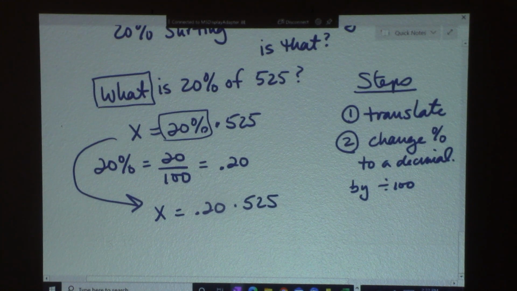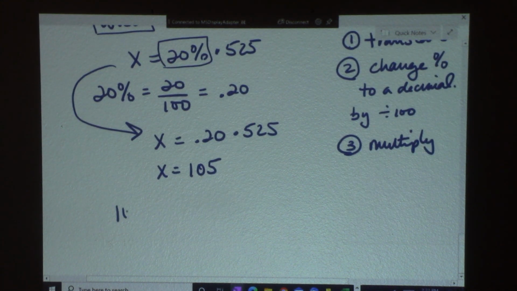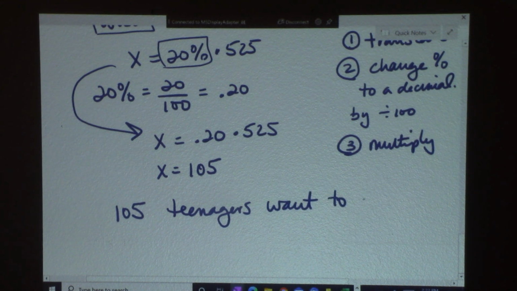Okay, so I'm going to rewrite this equation here with 0.20 instead of 20 with the percent symbol. So now all I have to do is multiply 0.20 by 525, and the last thing I do is multiply. And I get 105. So 105 teenagers want to try surfing.